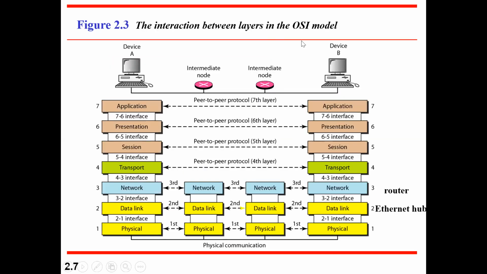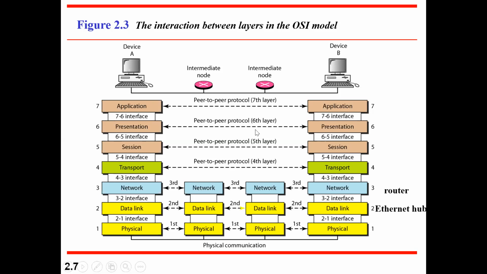Next is interaction between the layers. Here, device A wants to send a message to device B. Whenever you send something into the transmission medium, whatever you transmit will be carried only a certain amount of distance. I will give an example when I cover the physical layer.